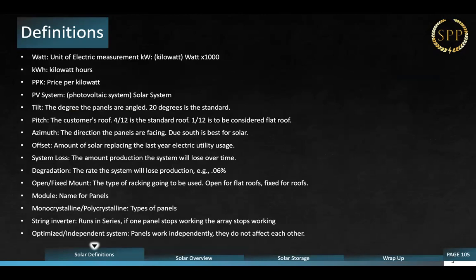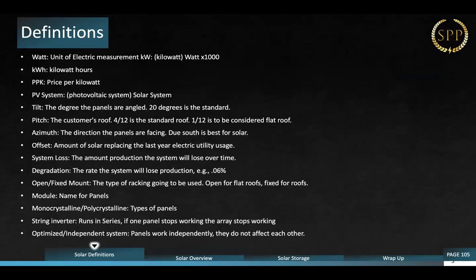So a watt, what is a watt? It's a unit of electrical measurement. A kilowatt is a watt times 1,000. Kilowatt hour, kWh, is kilowatts over time. It's the unit of energy, right? When you guys see PPK, you're seeing price per kilowatt. If you see PPW, price per watt.